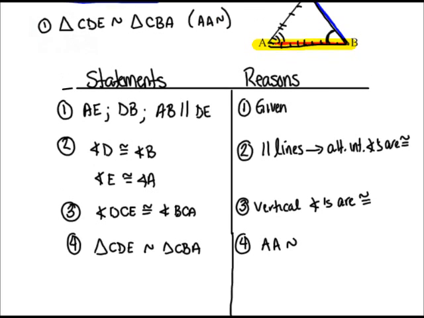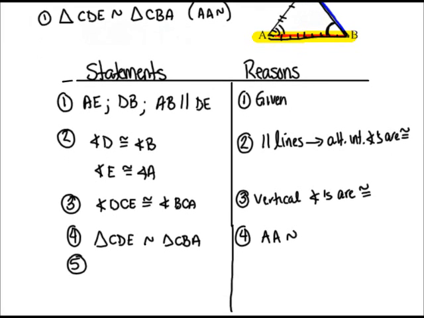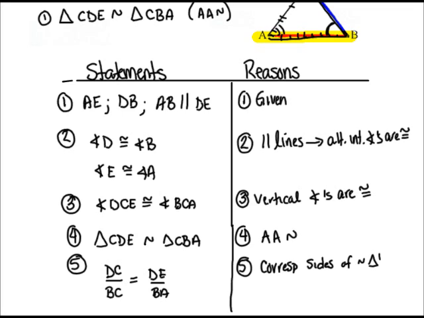I can now state, just like we did with CPCTC, one step after my triangles are similar, that once you know the triangles are similar, the sides are in a proportion. So side DC over BC can be set equal to DE over BA. And your reason, corresponding sides of similar triangles are proportional.